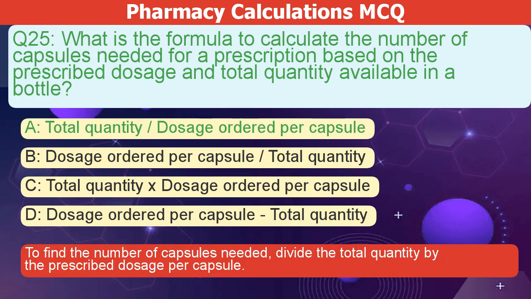The correct answer is A. To find the number of capsules needed, divide the total quantity by the prescribed dosage per capsule.